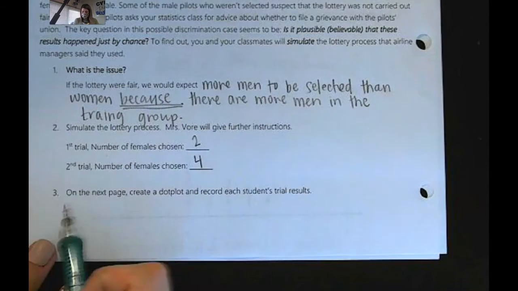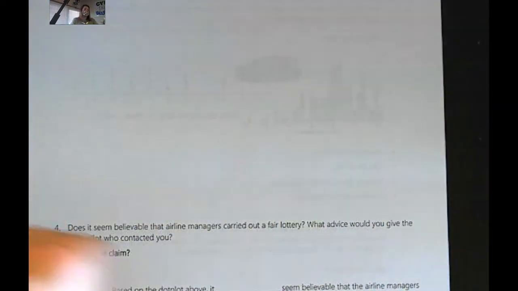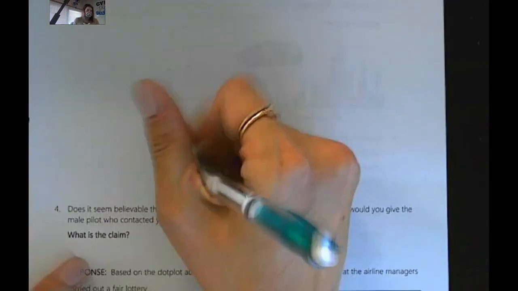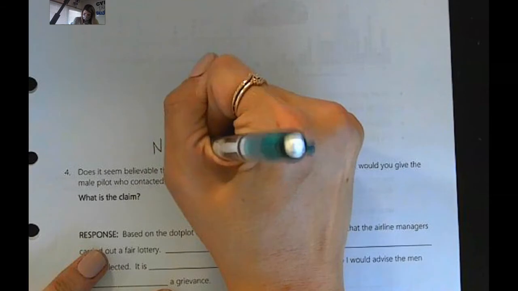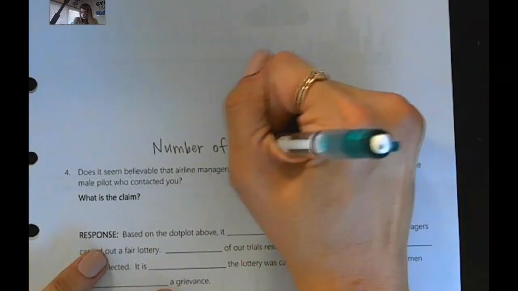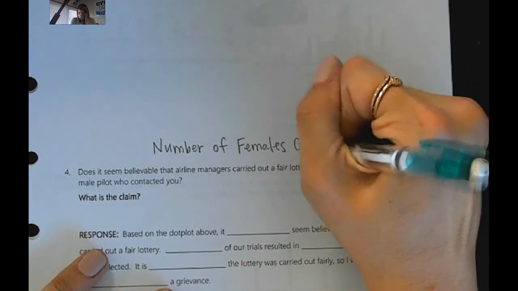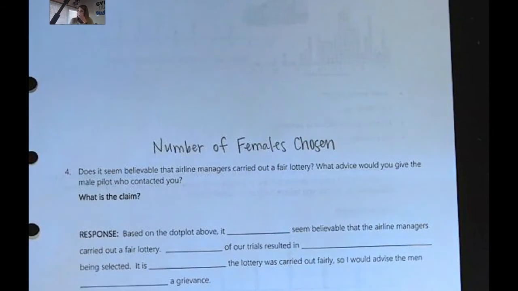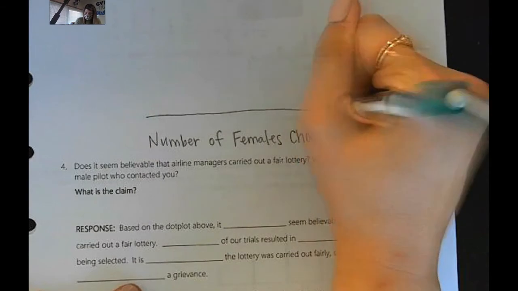Okay, so as you're finishing up, it says on the next page, create a dot plot and record each of our trials. So I'm going to flip this over, and the first thing that I'm going to do is label my axes so that I know how much room I have. So at the very bottom, like above number 4, I'm writing number of females chosen or selected, whichever word you prefer. Then I'm going to leave a little bit of space, and I'm going to start my number line.